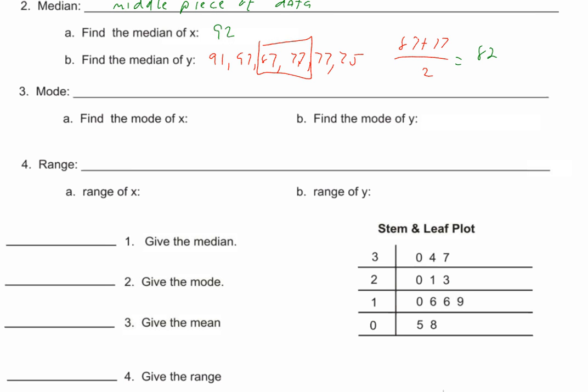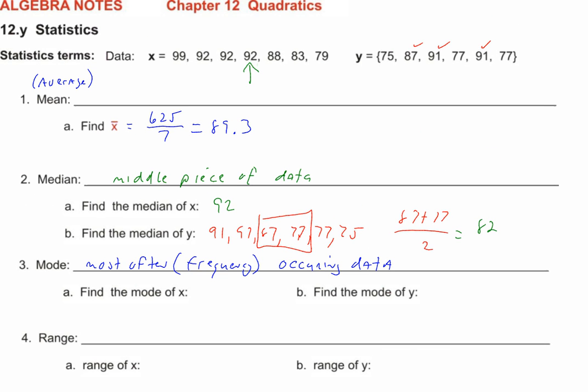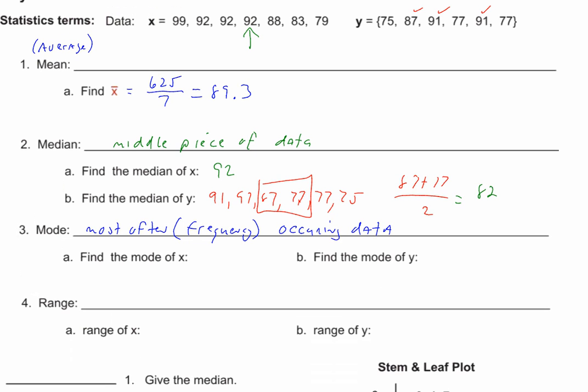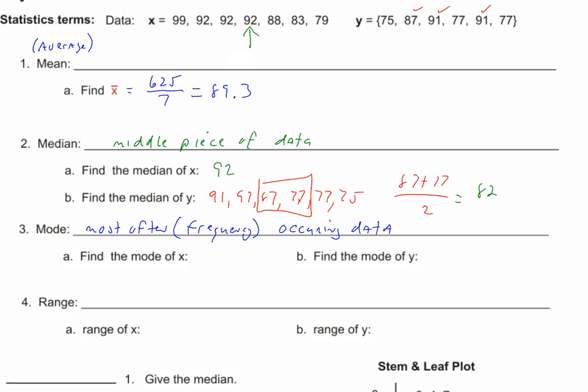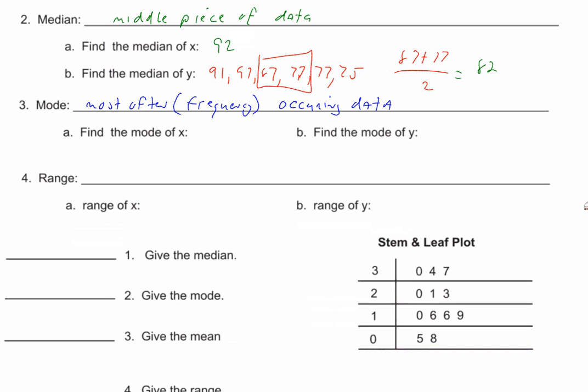What's the mode? Say it if you know it. Okay, so some say the most often, but the idea is the frequency. The most often occurring piece of data. So what's the mode of X? Clearly 92. What's the mode of Y? 91 and 77.